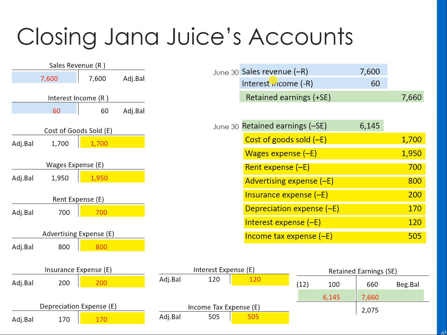Alright, so this is the closing process. By the end of the period, we're going to close the revenues and close all the expenses, and we're going to update retained earnings to its ending balance.